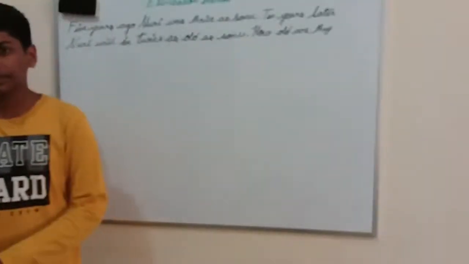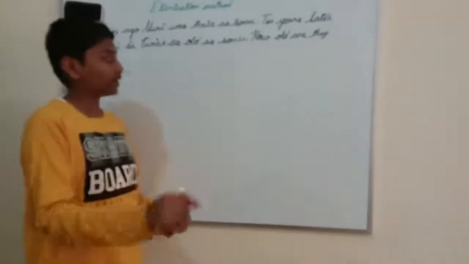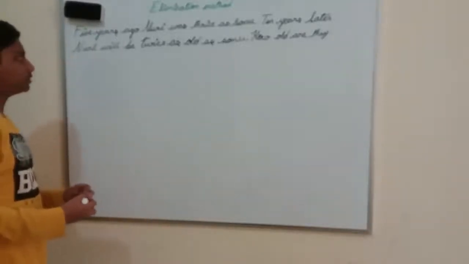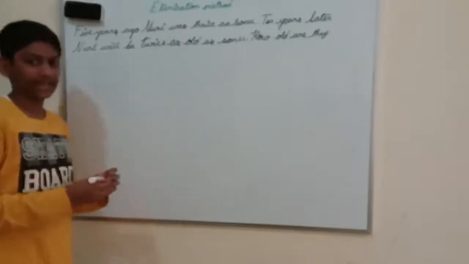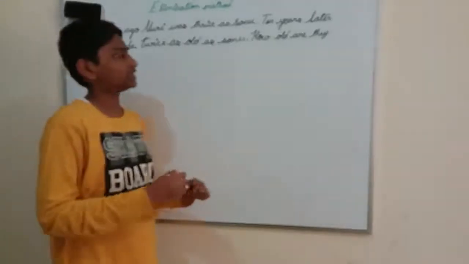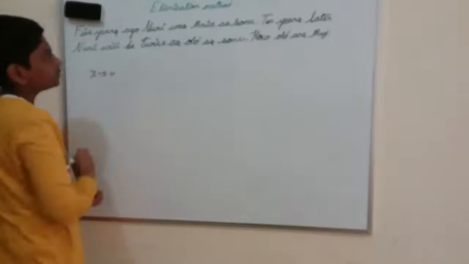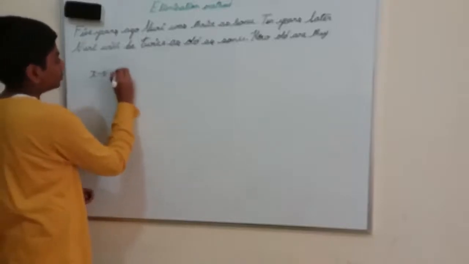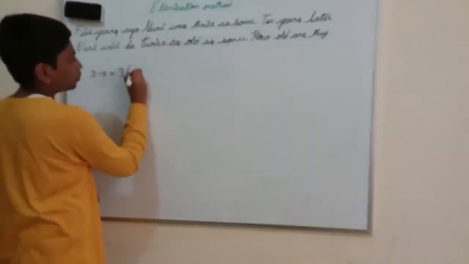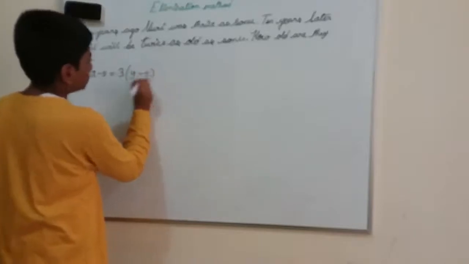So after in the present, 5 years later, and after that 10 years in the future, Nuri's age was twice that of Sonu. So we should find their ages. So 5 years ago: for Nuri's age, let me take x, and for Sonu's age, let's take y. So 5 years ago means x minus 5, which will be equal to 3 into y minus 5. This is the first equation.